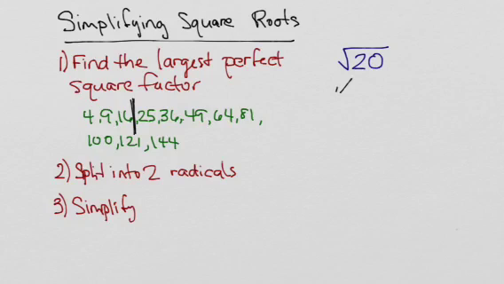So I'm going to now do step 2. I'm going to split this into 2 radicals. The first one, the one I just found, square root 4, because it came from that list of perfect squares. And 4 times 5 makes 20. So I can split this square root 20 into 2 smaller square roots, square root 4 times square root 5.